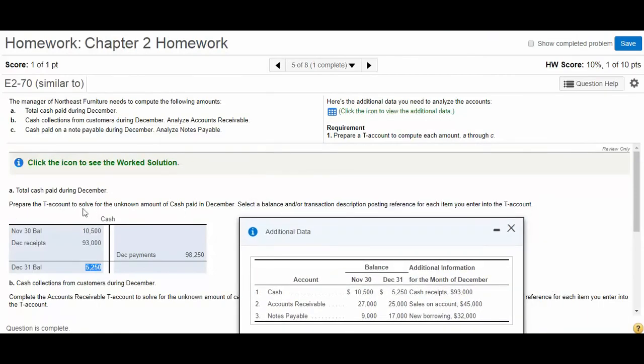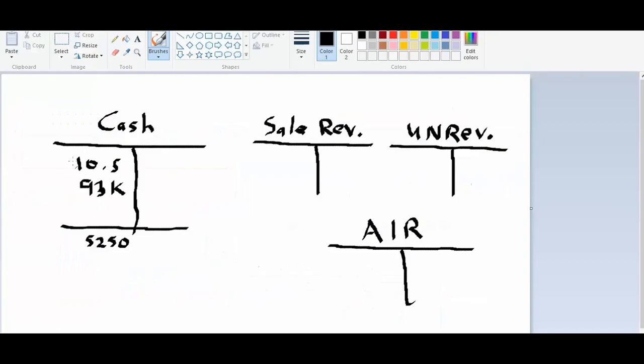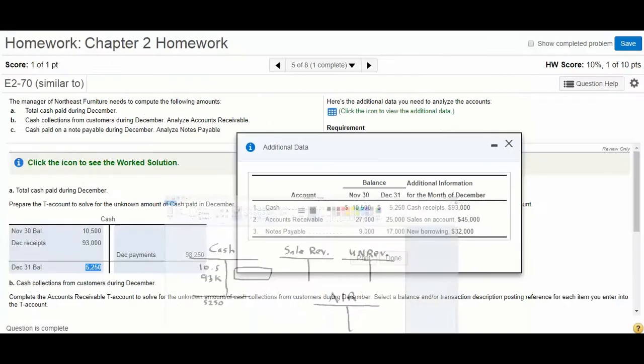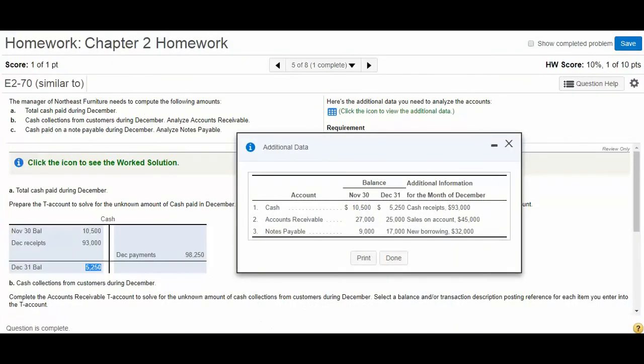So when you come over here and it asks you to prepare the T account to solve for the unknown amount of cash paid, well, anytime cash is paid, if the left side makes cash go up, that's the ending balance, that's not an entry. If the left-hand side makes the cash go up, then the right-hand side has to make it go down. So then it's just a matter of solving for this. If you take 10,500 plus 93,000, and subtract 5,250, you get 98,250. So let's put the 98,250 here.